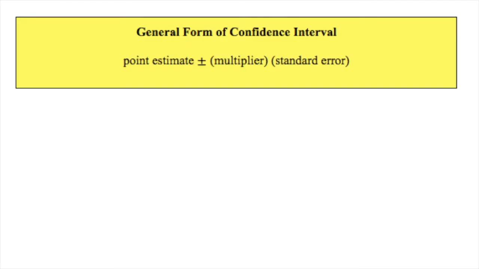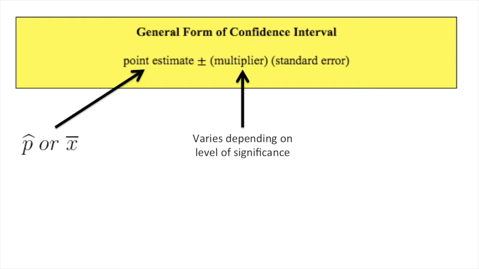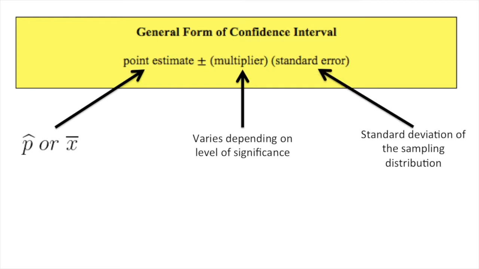This is the same form of a confidence interval that you've seen in the last two lessons. The point estimate this week is still going to be the sample proportion or the sample mean, plus or minus the multiplier, which varies depending on your level of significance. In previous lessons, you used multipliers from the z distribution and you applied the empirical rule. This week, when we're constructing a confidence interval for a proportion, we'll use the z distribution again. However, when we construct a confidence interval for a mean, we'll use a similar distribution, the t distribution, times the standard error, which is the standard deviation of the sampling distribution.